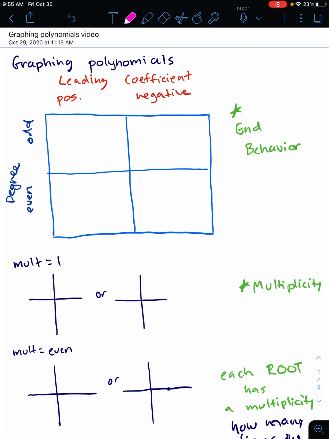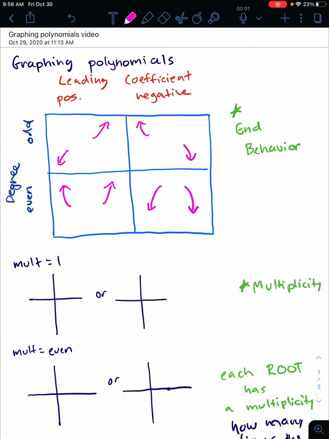For the end behavior, we need to know both the leading coefficient of the polynomial and the degree. And then the combination of that leading coefficient and the degree is going to tell us what the end behavior is. So if the leading coefficient is positive and the degree is odd, it's going to look like this. If it's negative and the degree is odd, it's going to look like this. Even and positive, like that, and even and negative, it's going to look like that.